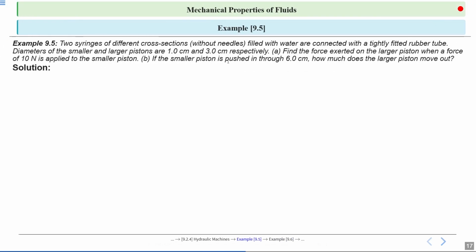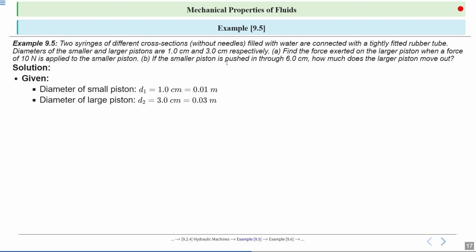Let's see the solution. So let's start by identifying what we know. We have two pistons with different diameters. So first we have the diameter of the smaller piston, which is 1.0 centimeter, or in meter it will be 0.01 meter.